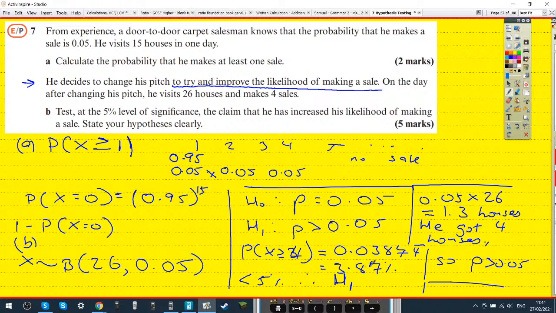It's a very rare occurrence, and it's more rare than the significance level. And so his new sales pitch actually changed it. It wasn't just random chance. If it's less than the significance level, we accept H1.